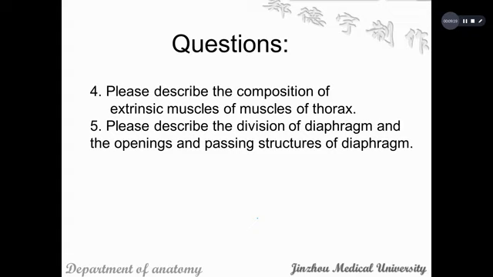And let's answer the questions. The fourth one: please describe the composition of the extrinsic muscles of the thorax. Sorry, remove this one, I typed more. And then the fifth question: please describe the division of the diaphragm and the openings and passing structures of the diaphragm.